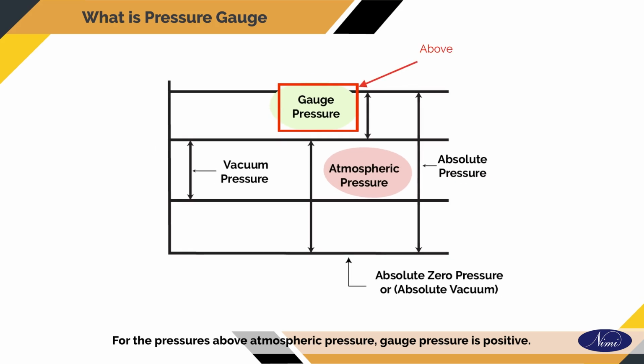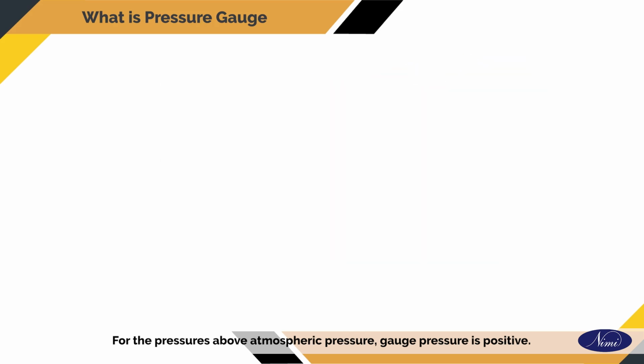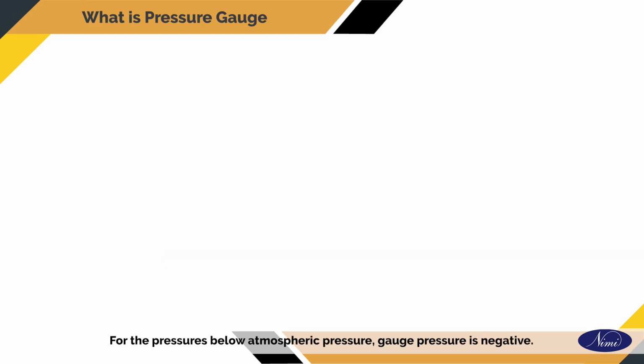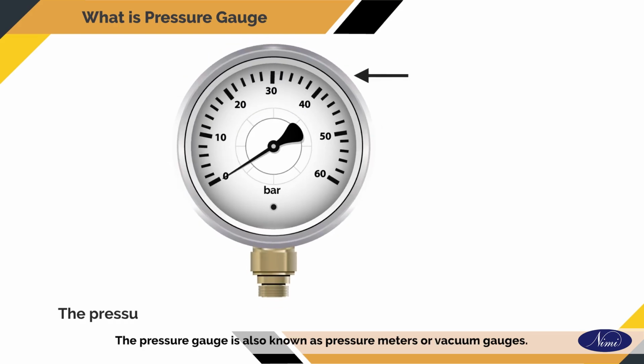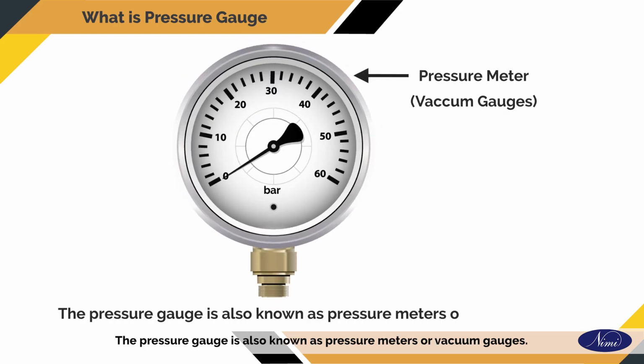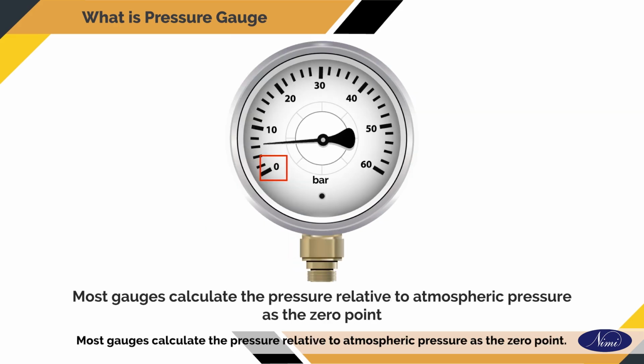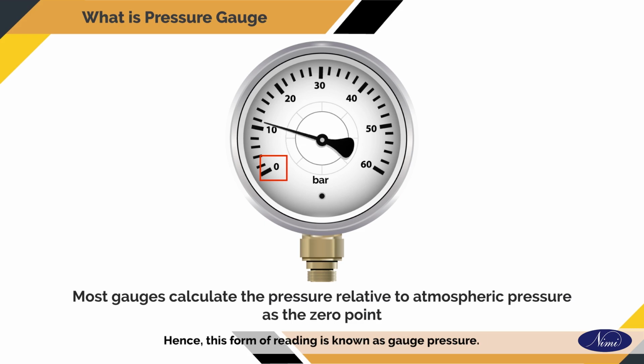For pressures above atmospheric pressure, gauge pressure is positive. For pressures below atmospheric pressure, gauge pressure is negative. The pressure gauge is also known as pressure meters or vacuum gauges. Most gauges calculate the pressure relative to atmospheric pressure as the 0 point. Hence, this form of reading is known as gauge pressure.